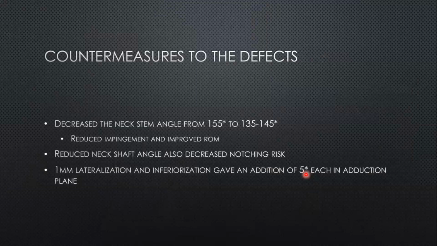So these are the countermeasures. In order to counter these, they reduced the neck shaft angle so that the notching risk was found to be less. Instead of 155 that was present in the initial Delta implant, the neck shaft angle was brought down to a range of around 135 to 145. And each of lateralization and inferiorization gave an additional 5 degrees each in the adduction plane.